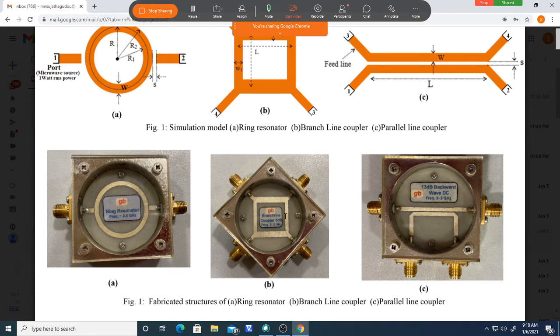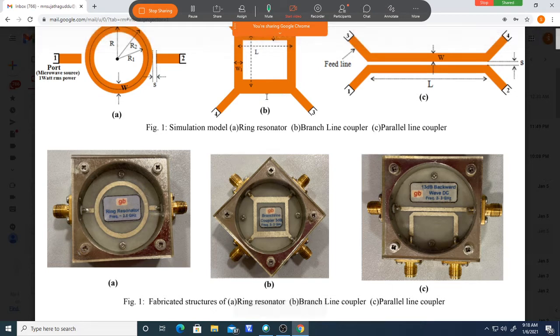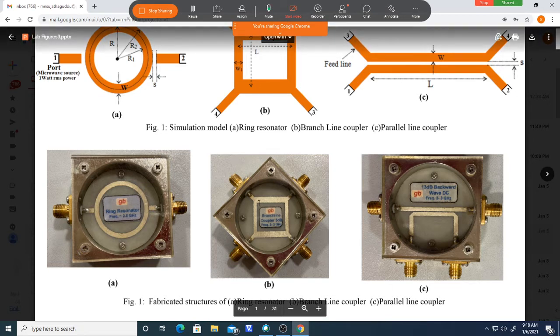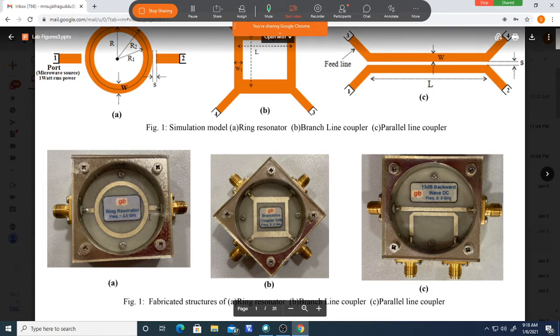Previously, we were taking a substrate and a frequency, and finding the dimensions. But here the dimensions are given, and you can find out from the dimensions what frequency it is tuned to. That way you can find out the resonant frequency of this, and of this one also.